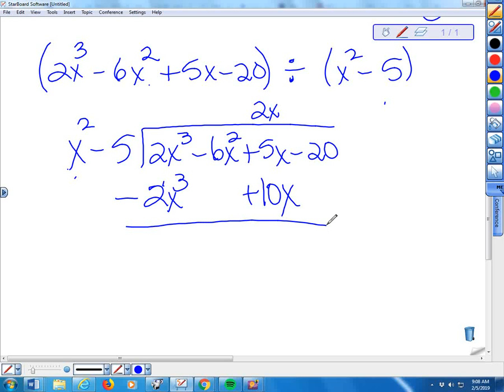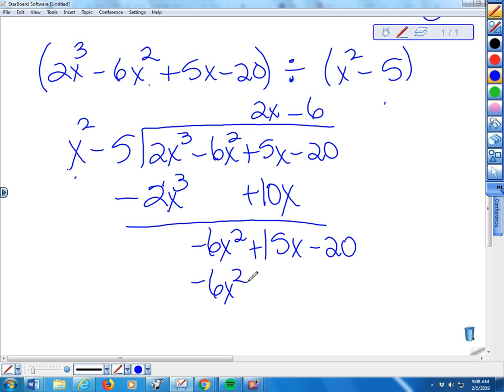This is 0. I don't have a term here, so it just drops down to 6x squared. And start over again. Now, negative 6. Multiply them. Negative 6 times negative 5 is 30. Flip the signs. Bring down 15x minus 50.